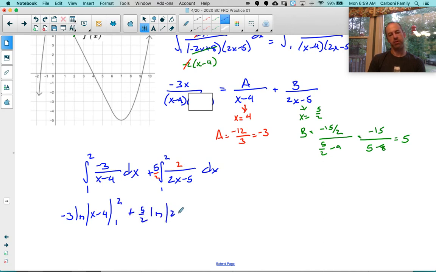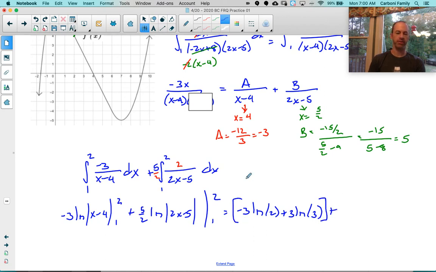Natural log, 2x minus 5. Evaluate that from 1 to 2. And then we'll have our answer here in just a minute. So we have negative 3 natural log of the absolute value of 2 minus 4, which is 2, minus negative 3 natural log of the absolute value of 1 minus 4, which is 3. So there's my first one.